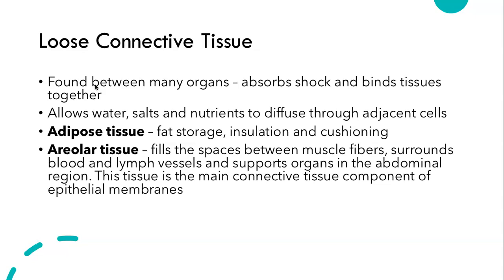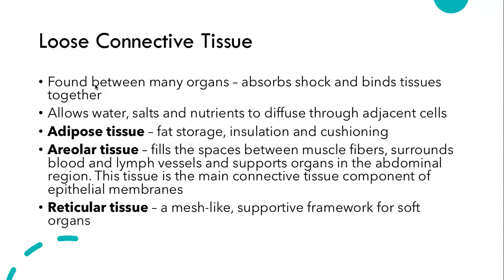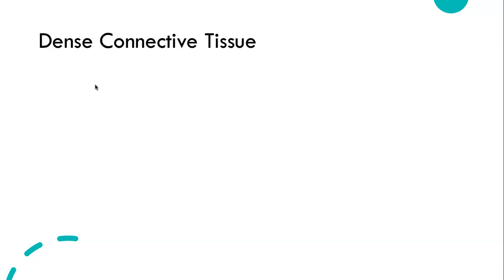Another example is the areolar tissue, which fills the spaces between muscle fibers. It can surround blood and lymph vessels and supports organs in the abdominal region. This tissue is the main connective tissue component of epithelial membranes. Remember when we talked about epithelial membranes, what the epithelial tissue is connected to in the basement membrane. We also have reticular tissue, which is this mesh-like supportive framework for soft organs like the liver or spleen. Okay, so that was the loose connective tissue.